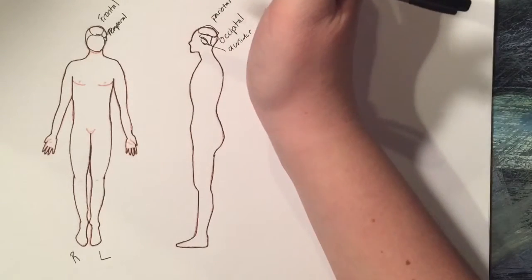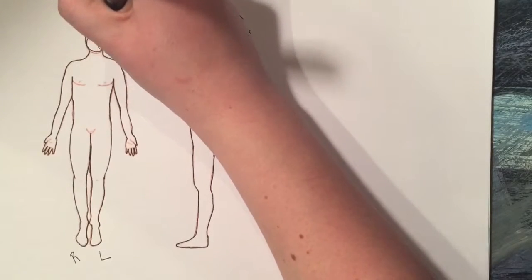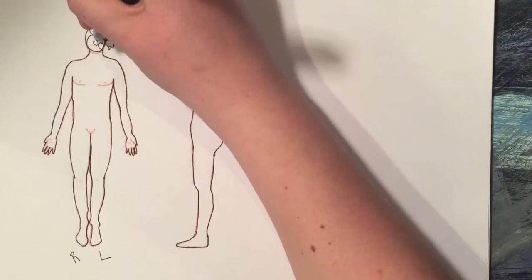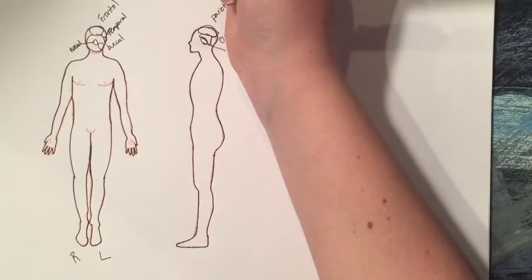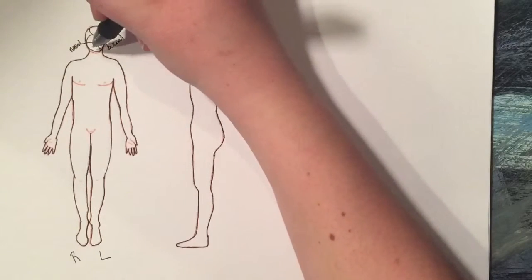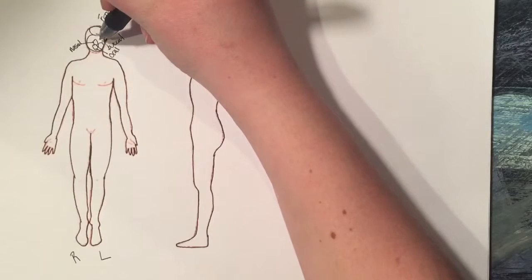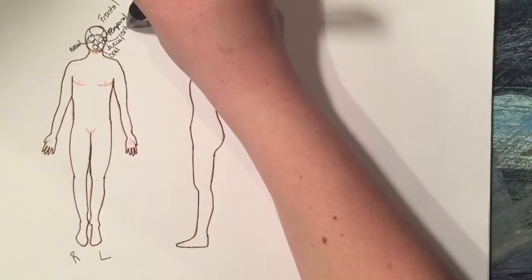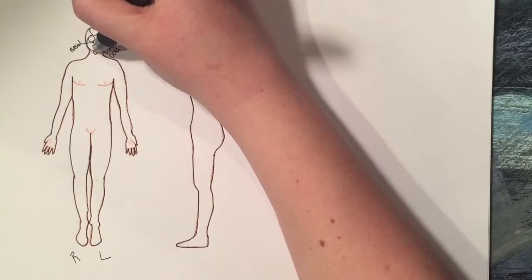Facial is then broken down into smaller pieces. So you have buccal, which is your cheek, nasal, nose, oral, mouth, orbital for your eyes, and mental for your chin.